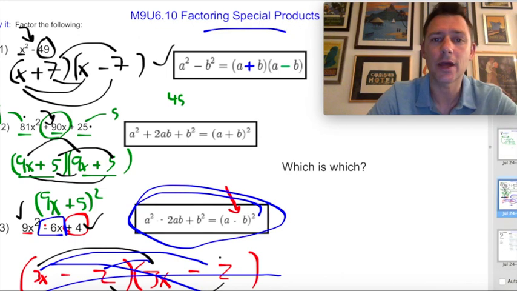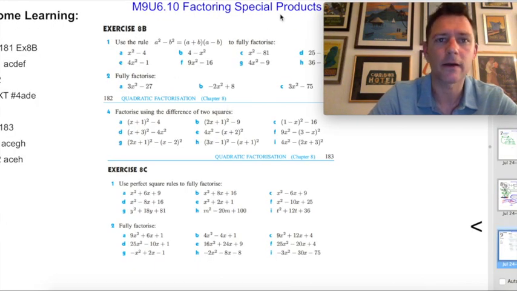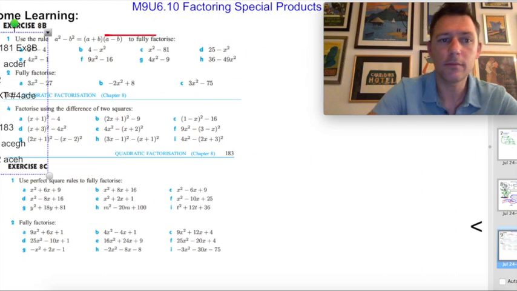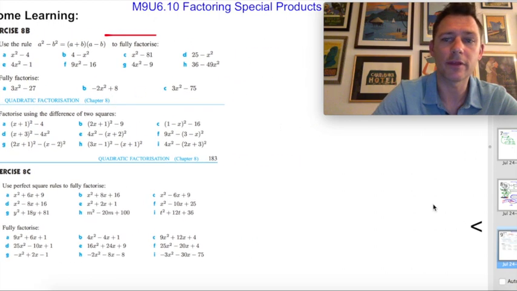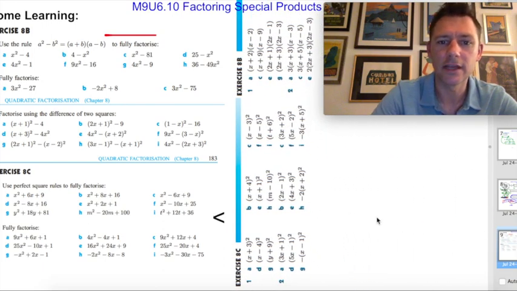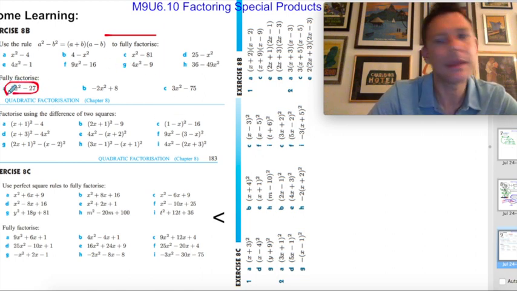What I'd like you to try in your notes, in your homework, is exercise 8b. There's a handful of special products. There's also solutions there. If you need them, I'd like you to do all of them in there. If you need the solutions, they're right here behind my ugly face. And check those out. With these, make life easy on yourself.